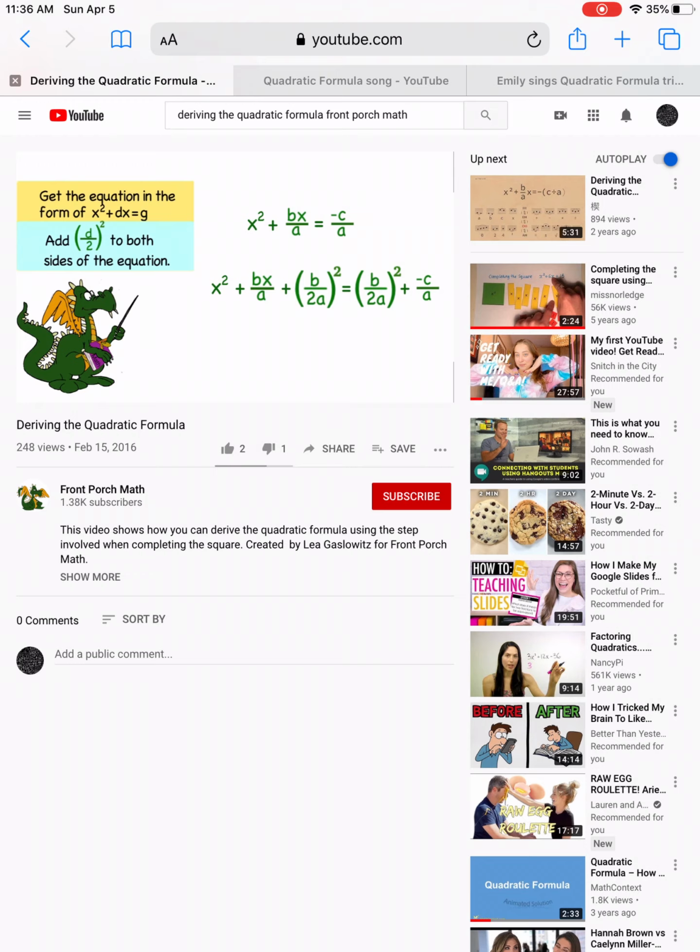On the right-hand side, I'm going to go ahead and multiply that out because I'd like to combine my two fractions. So I get b squared over 4a squared plus negative c over a. Before I can add those two terms, I have to have a common denominator. So what I'm going to do is multiply both the numerator and the denominator of negative c over a by 4a. Now I have a common denominator of 4a squared.